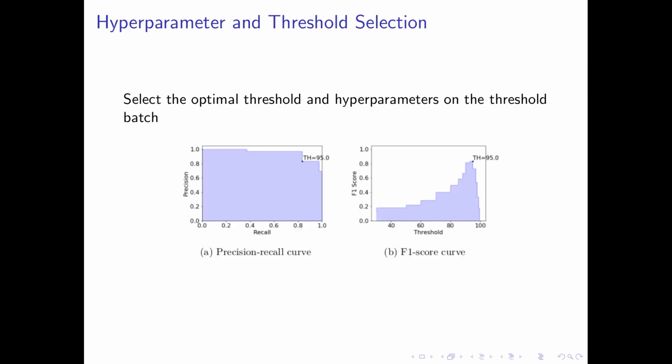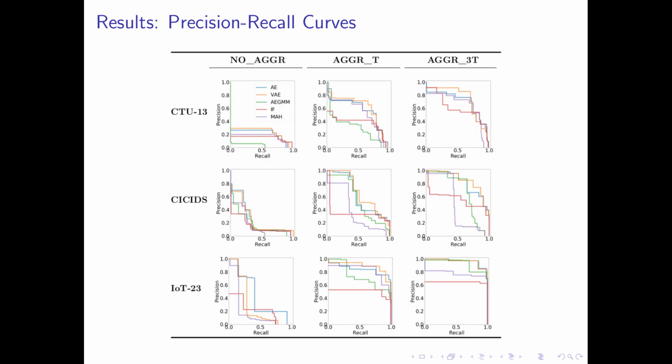And just a few words on how we select the threshold and the hyperparameters. We have this threshold batch which contains a mix of normal and anomalous data points, and we basically select the threshold that maximizes the F1 score. And you can see on the precision recall curve we want to get to this upper right corner where precision and recall are both 100%. Okay, so let's jump to the results.